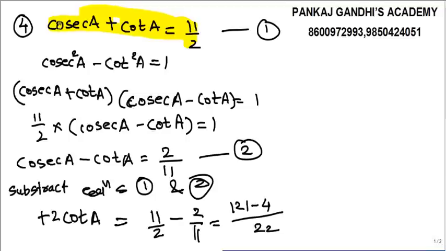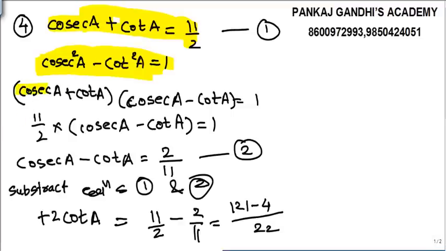Question number 4, cosec A plus cot A is equals to 11 by 2, and we have to find out the value of tan A. So only thing is given that cosec A plus cot A is equals to 11 by 2. So what we will do, as we know that cosec square A minus cot square A is equals to 1. This is the standard relation. Cosec square A minus cot square A is equals to 1.